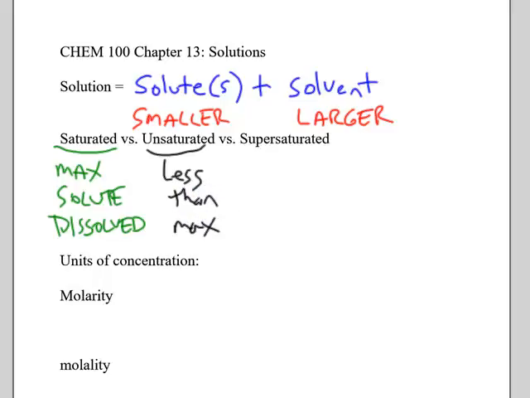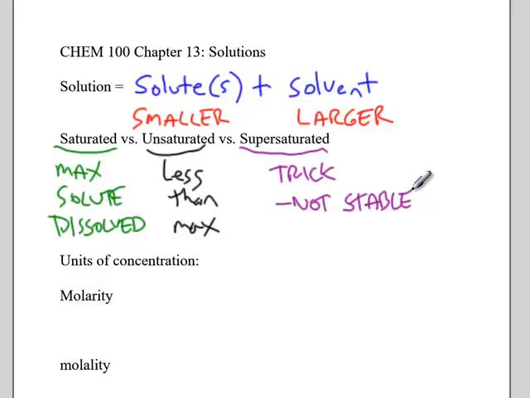And it's not possible to put in more than the max, but you can trick the chemicals into dissolving more than the maximum. This would be a supersaturated solution. So you have to trick the solution by carefully doing this, controlling the temperature, for example. So a supersaturated solution is not stable.